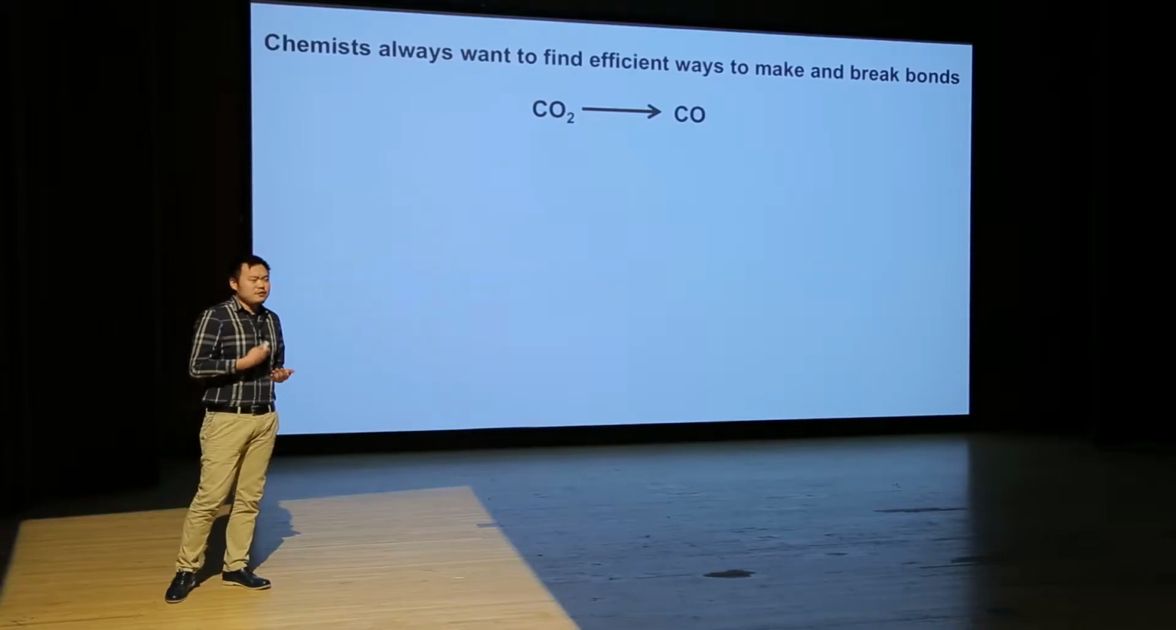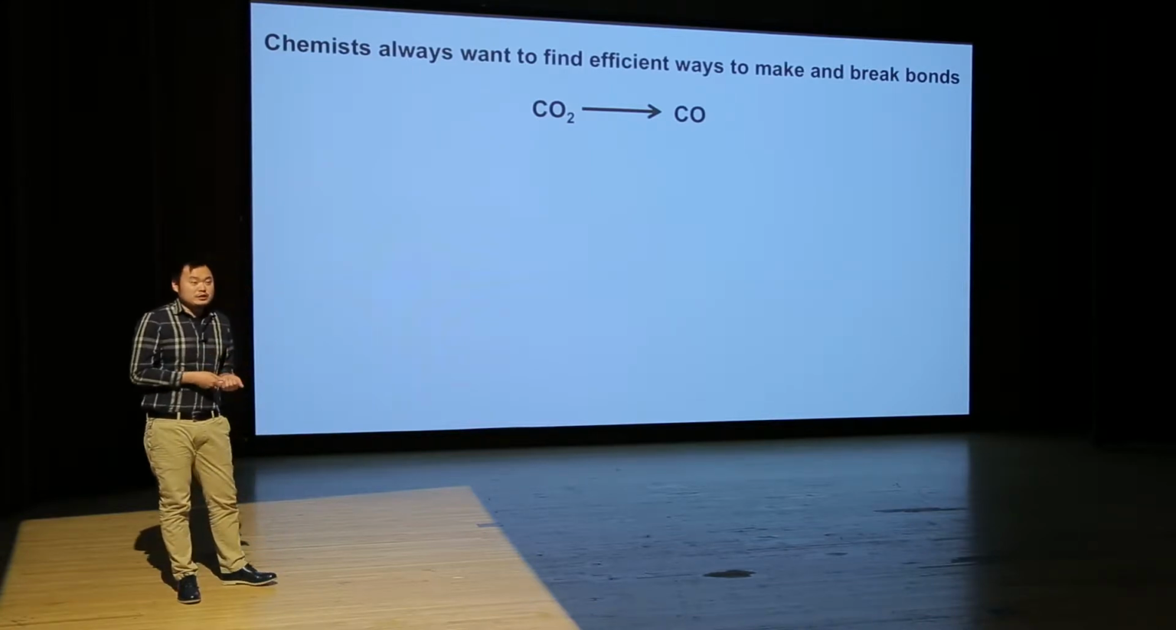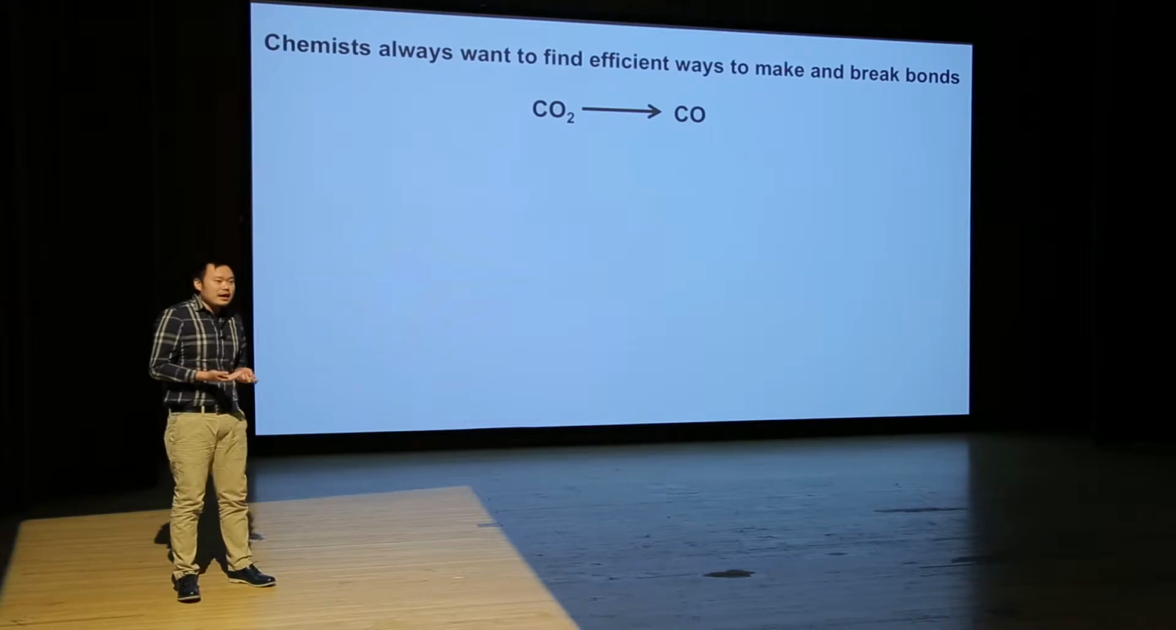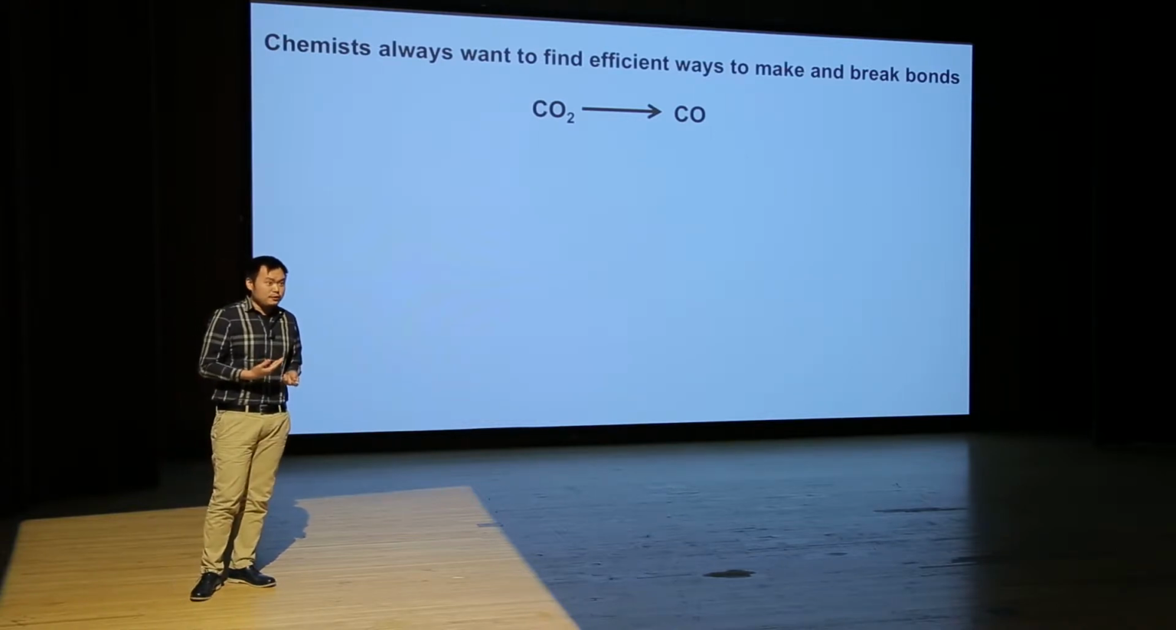So as chemists, we are always curious about finding the most efficient way to make and break chemical bonds to do this kind of chemical transformation. If we look at this very simple example, converting carbon dioxide, which is a very harmful greenhouse gas, into carbon monoxide, which is a potentially useful chemical fuel.